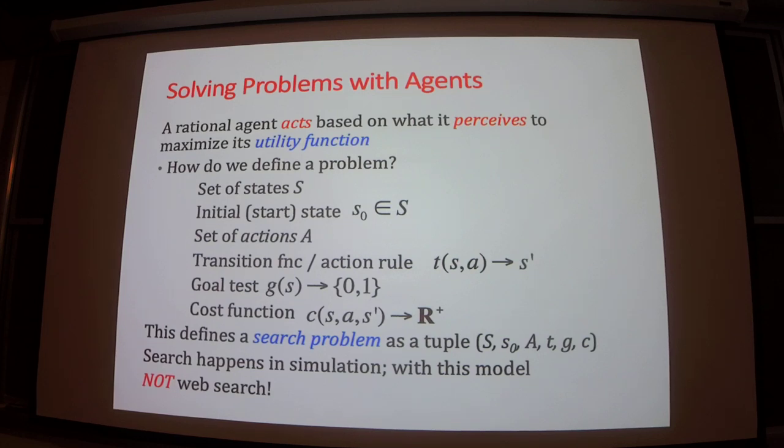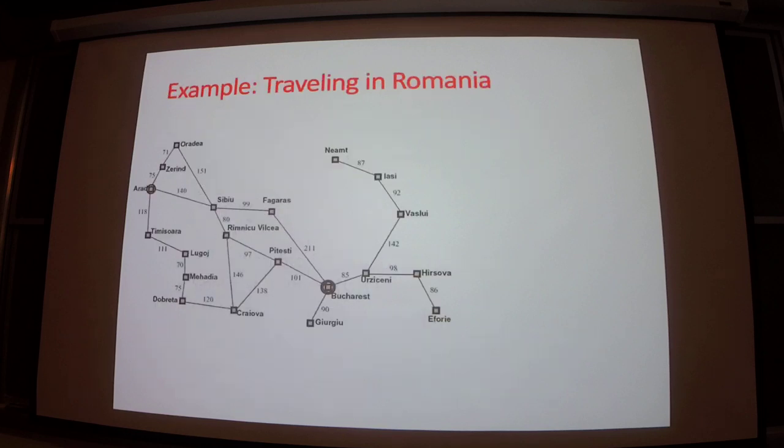So that's a different class entirely. Okay, so what are some examples of search problems? Let's say that we're in Romania and we want to travel from Arad to Bucharest. So we have some abstraction of the world, that's this map. And so we can define the search problem as a model here. So we have the state space. What are the states here? Cities. Yes.